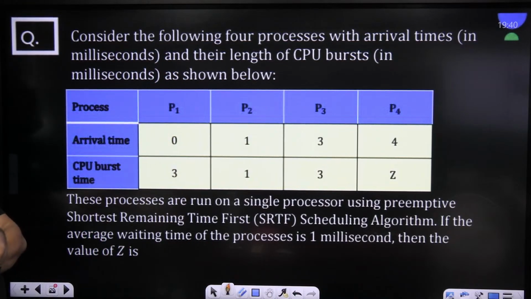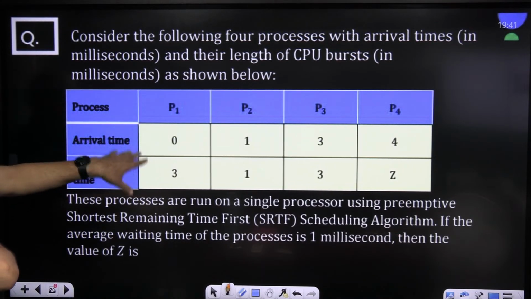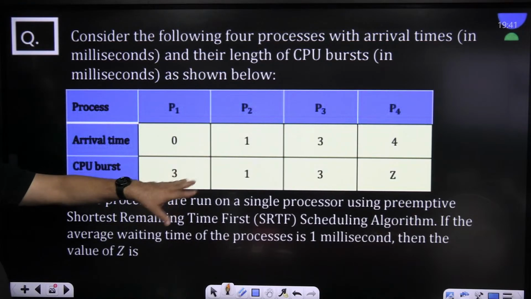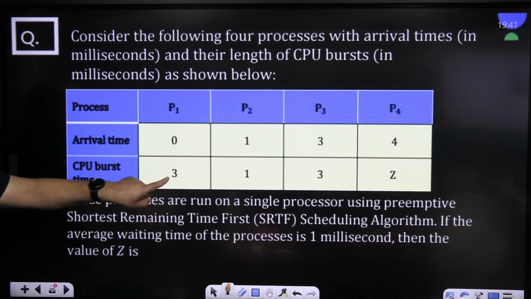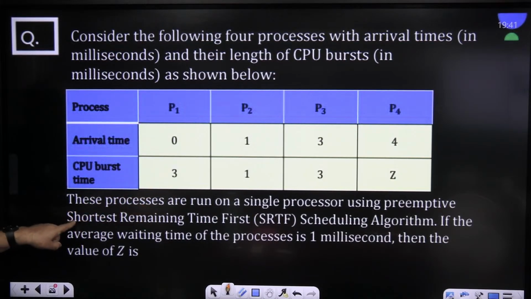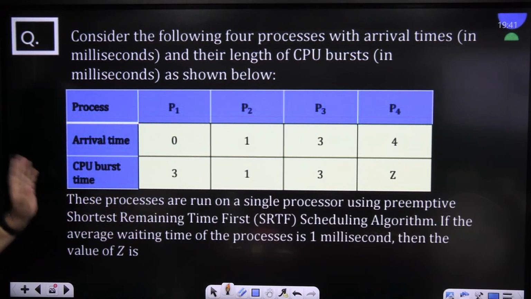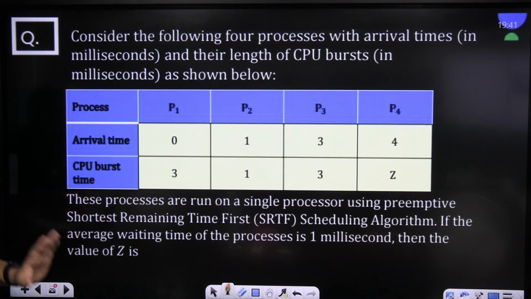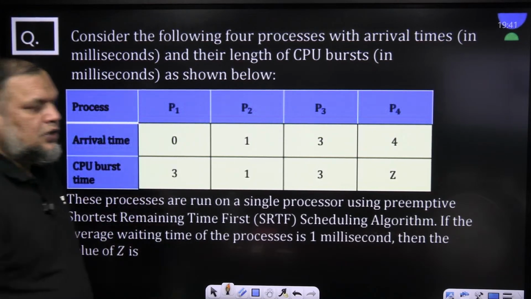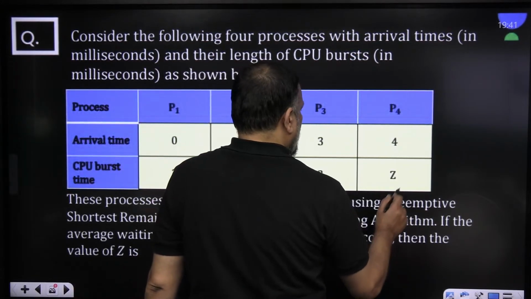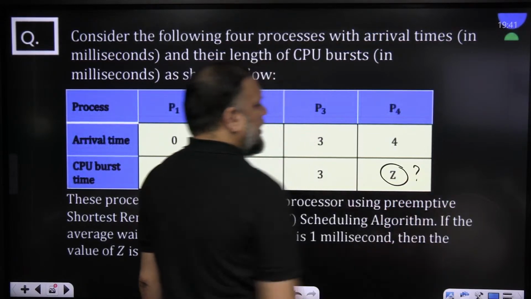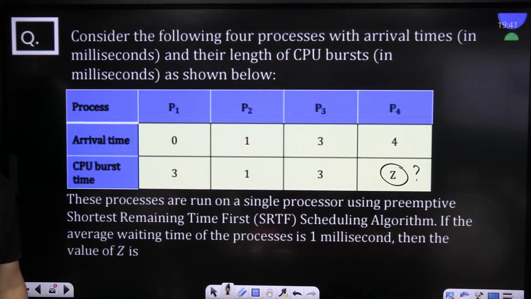Let's see the question. Consider the following 4 processes with arrival times in milliseconds and their length of CPU burst in milliseconds. The burst time of P4 is Z. These processes are run on a single processor using preemptive shortest remaining time first (SRTF) scheduling algorithm. If the average waiting time of the process is 1 millisecond, then the value of Z is dash. So what is being asked is the value of Z to get an average waiting time of 1 millisecond. Very interesting question.